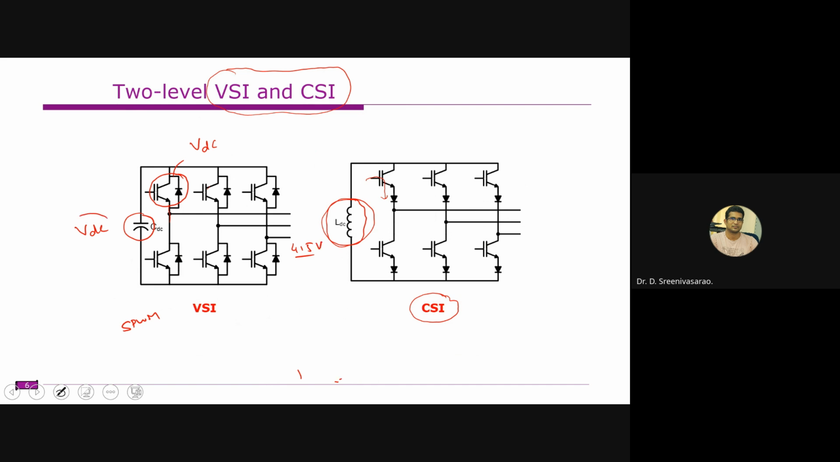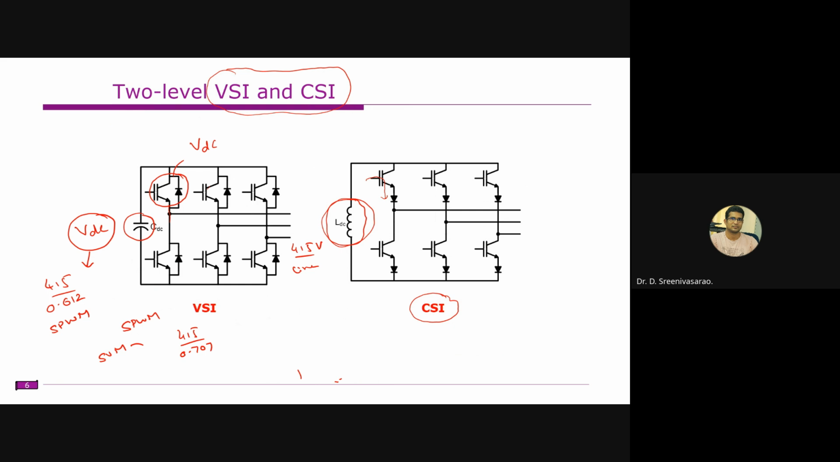we need to select this DC voltage as 415 volts divided by 0.612. If you require a line voltage of 415 volts, you need to select a DC link voltage like this if you are using a sine PWM technique. Similarly, if you are using space vector modulation, you need to use 415 divided by 0.707. That's how the DC link utilization improves in case of space vector modulation.